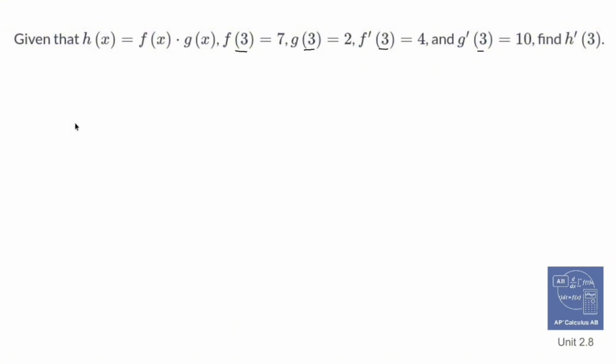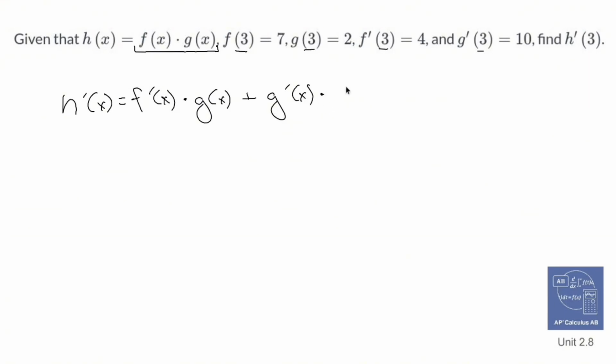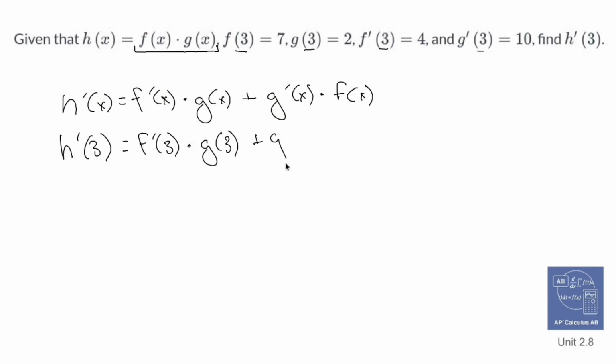If you watched all of my videos, I like to use u's and v's, but since they're giving me the f's and g's, I'm going to keep it that way. So h prime of x is going to be the derivative of the first guy multiplied to the second guy as is, plus the derivative of the second guy multiplied to the first guy as is. Which means if I were to plug in 3, it would be f prime of 3 times g of 3 plus g prime of 3 times f of 3, like that.